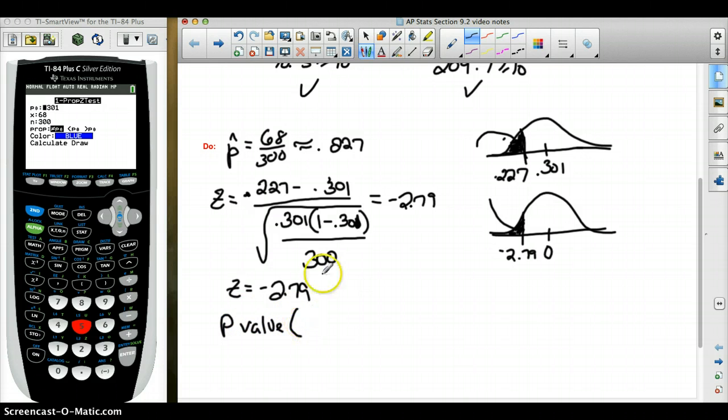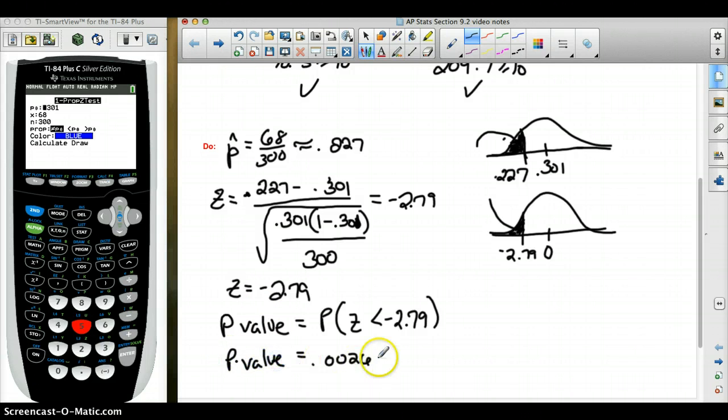So you're really trying to find the p-value, which is going to equal the probability of getting a z less than negative 2.79. Okay, so you go into your tables and you end up finding that the probability of getting a z less than negative 2.79 is actually 0.0026. Or you could use your calculator and do your normal CDF function. Okay, so here we have our p-value as being 0.0026.